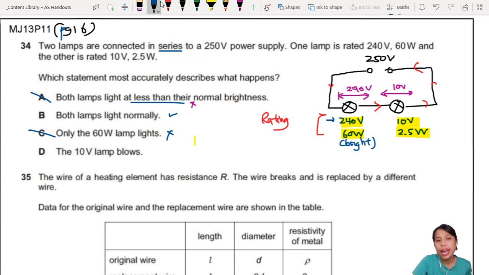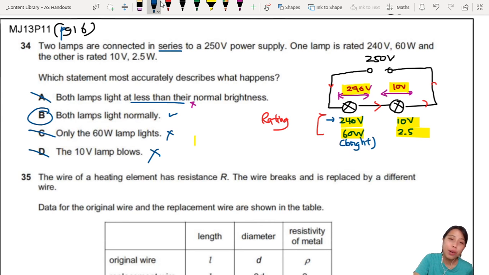The last one, the 10 volt lamp will blow. Some people may say, oh miss, you connect to the supply of 250, more than this 10, it will blow, explode. No. 250 is the whole circuit's potential difference. The first bulb already takes a drop of 240. So this one takes 10 only. So just nice. So it's not going to explode. So D is not correct.